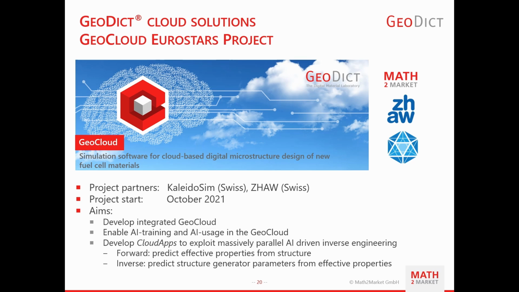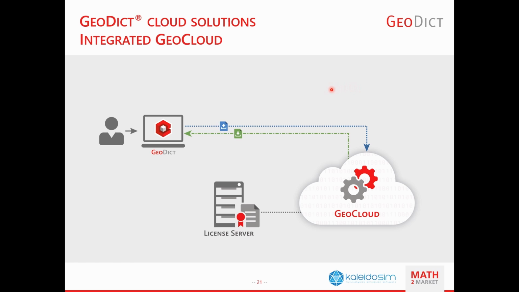The project starts this month, and the goals are, besides integrating the GeoCloud into the Geodict interface, to enable AI training and AI usage in the GeoCloud using GPUs, and to develop cloud apps to exploit massively parallel AI-driven inverse engineering, which includes forward prediction of effective properties from structure without using solvers, and the inverse operation of predicting structure generator parameters from effective properties. Namely, if you have a given physical property, to find, for example, the fiber geo parameters to generate fiber structures which have exactly this property.